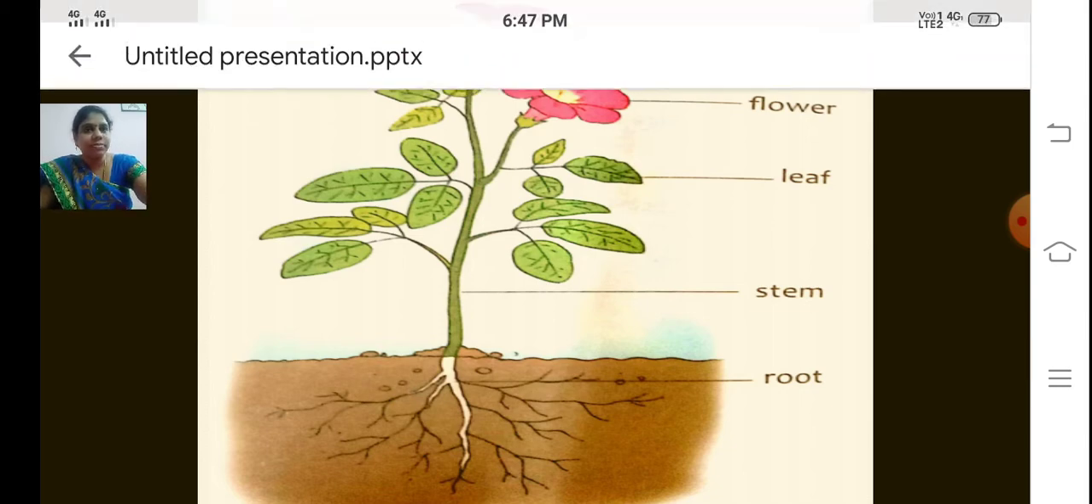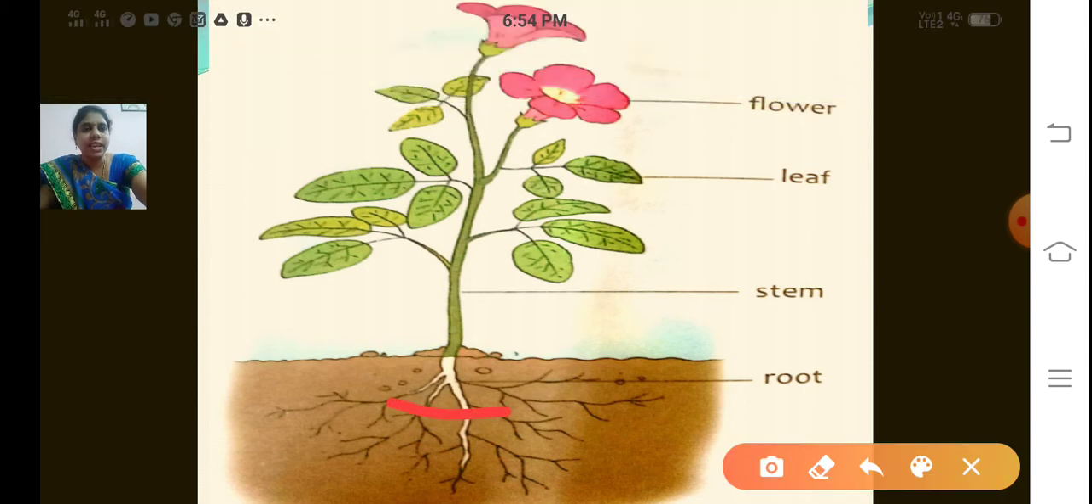And next what do we have? Flower. Just see this. This is the root. The below part is the root. And this is the stem. And this is the leaf. L-E-A-F. Leaf. Repeat it one more time.